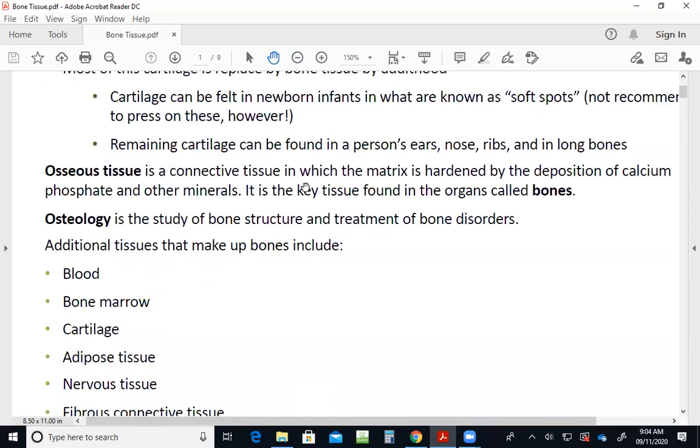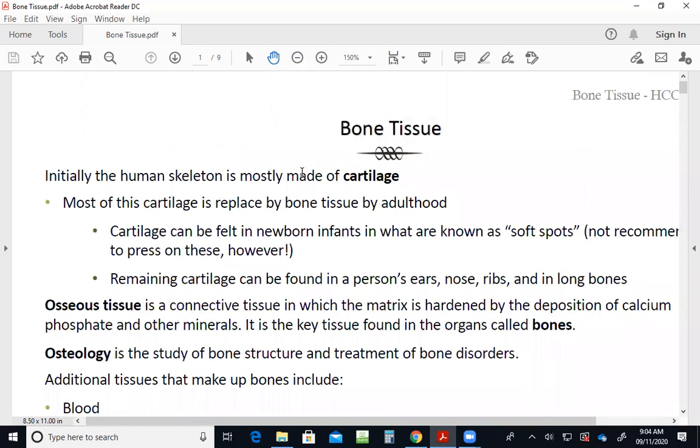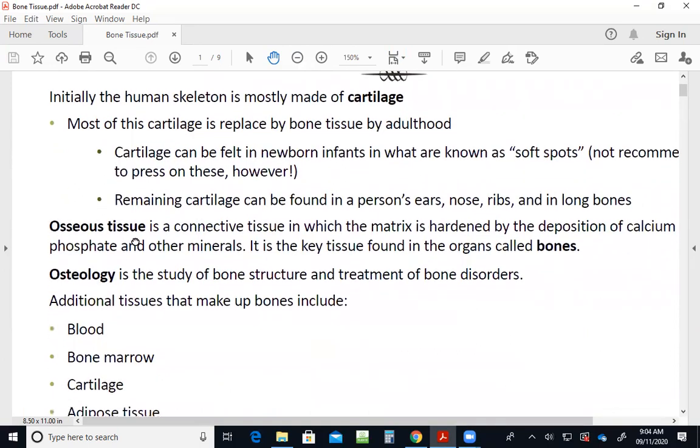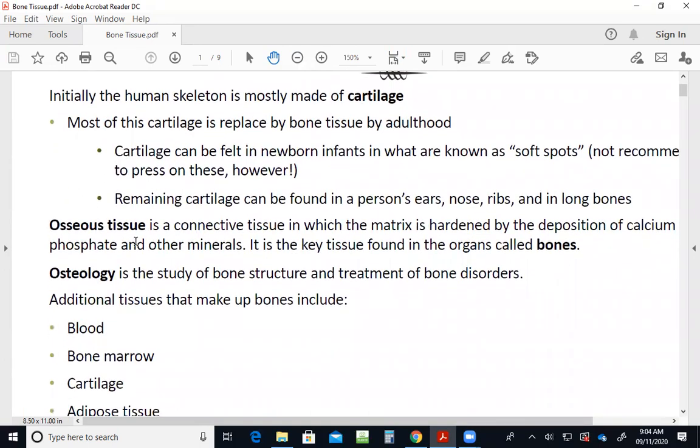All right, let's talk about bones. Initially, our human skeleton is made mostly of cartilage, and this is all before we're even born. By the time we reach adulthood, most of that cartilage is replaced by bone tissue, but it can be felt especially in newborn infants. In their skull, they have what are called soft spots, which we'll find out on Monday what the fancy term for those soft spots is. Obviously, it's not recommended to press on these.